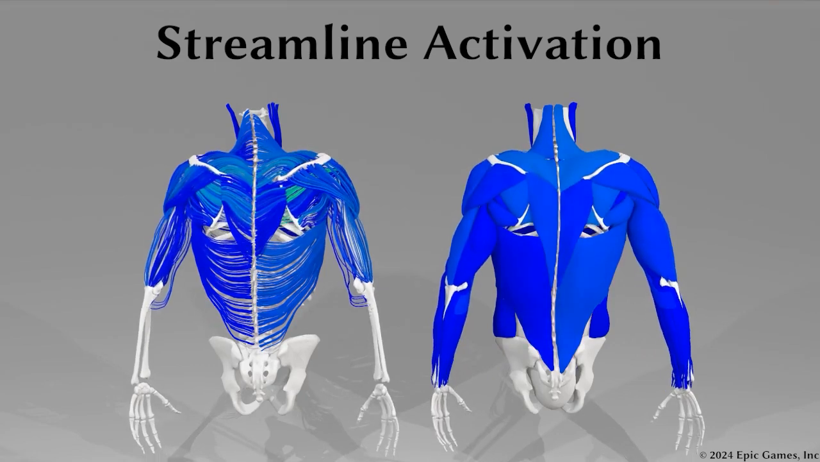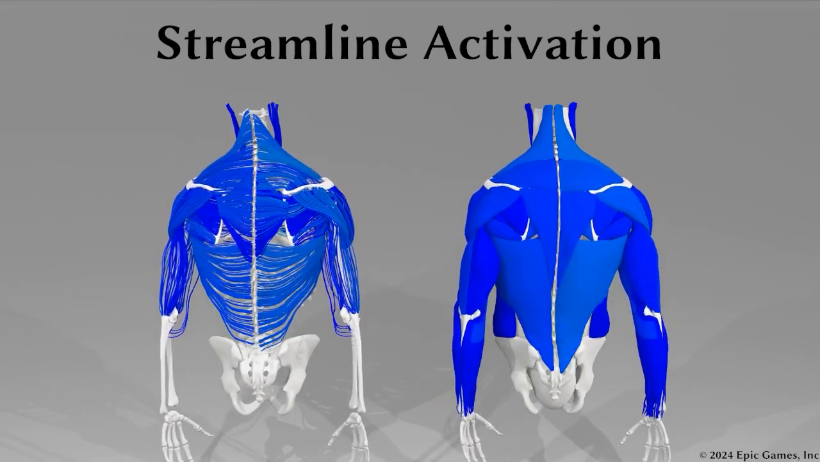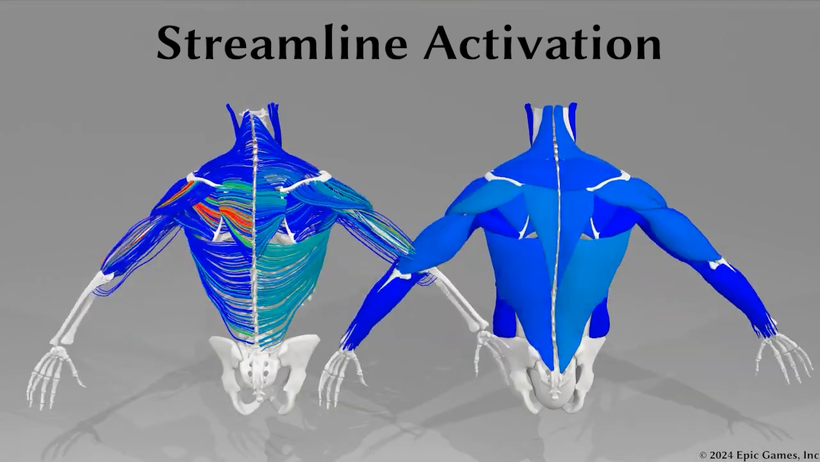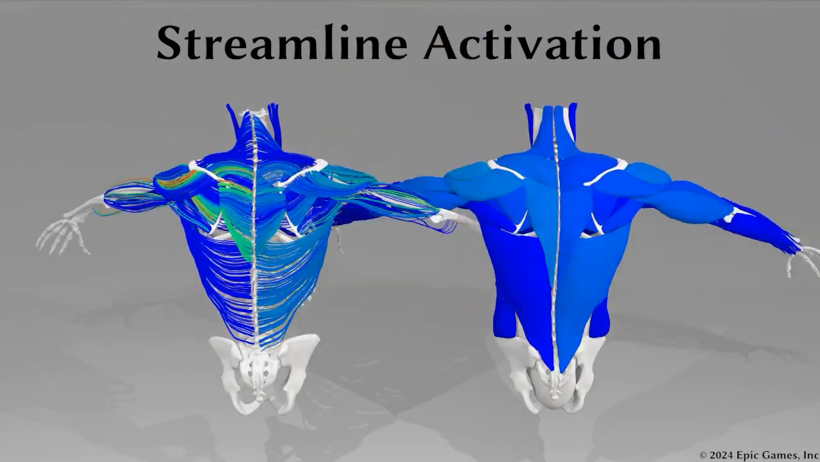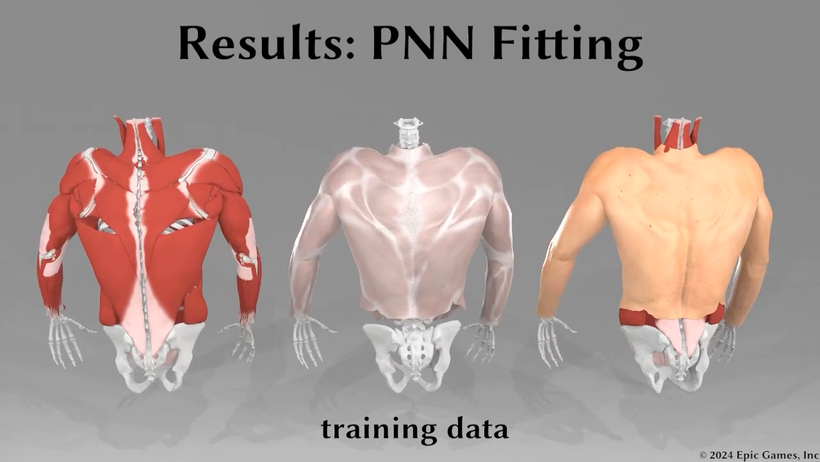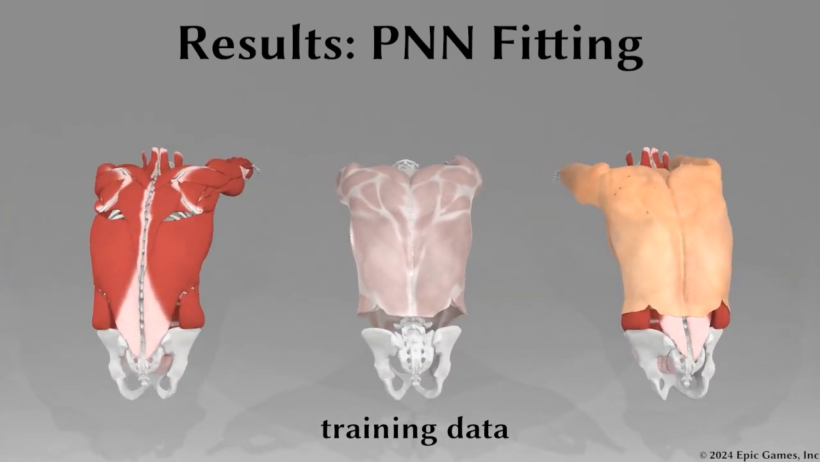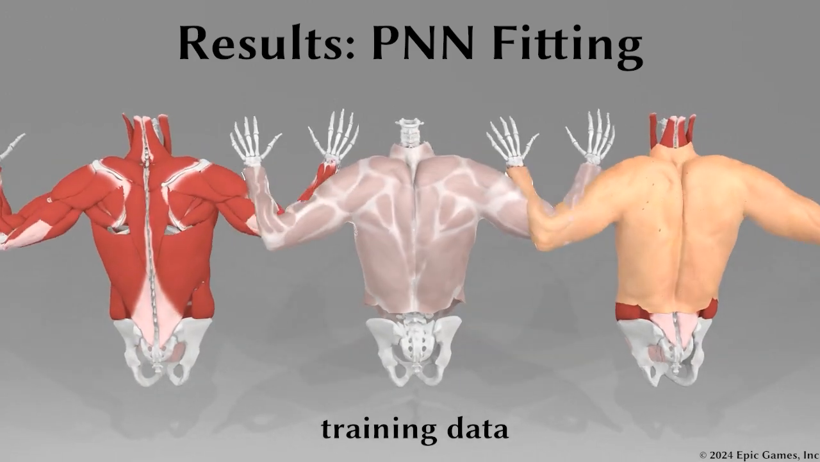In this paper, we propose to solve for activations on all muscle fiber streamlines and to use the average of streamline activations to activate muscles. We show some results on our trained PNN and ANN. We first show that PNN fits well on the training data and can generalize to testing data.